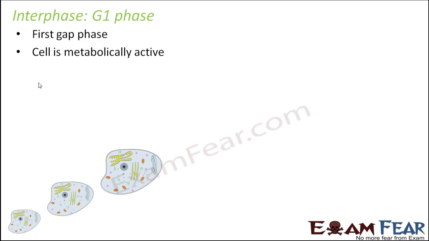So in this stage the cell is metabolically active, so all the processes are taking place inside the cell and the cell continues to grow. This phase occurs prior to duplication of DNA. Now the cell has to grow at least to some extent so that it can duplicate its DNA, or copy its DNA. So this is how it looks.